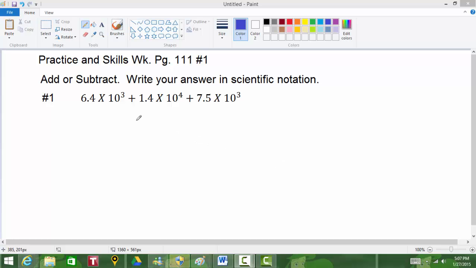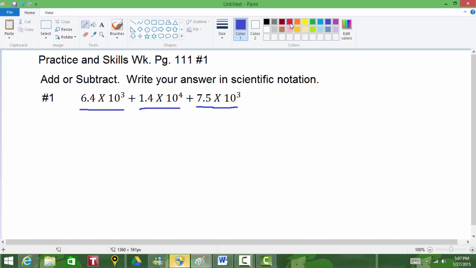Okay, so what we're going to do on this problem is we're first going to take a look at each of our numbers that are in scientific notation. And what you should notice is the first one has 10 to the third, and the third one also has 10 to the third. However, the middle one has 10 to the fourth power. So our goal is to change this middle one so that we have a 10 to the third power.